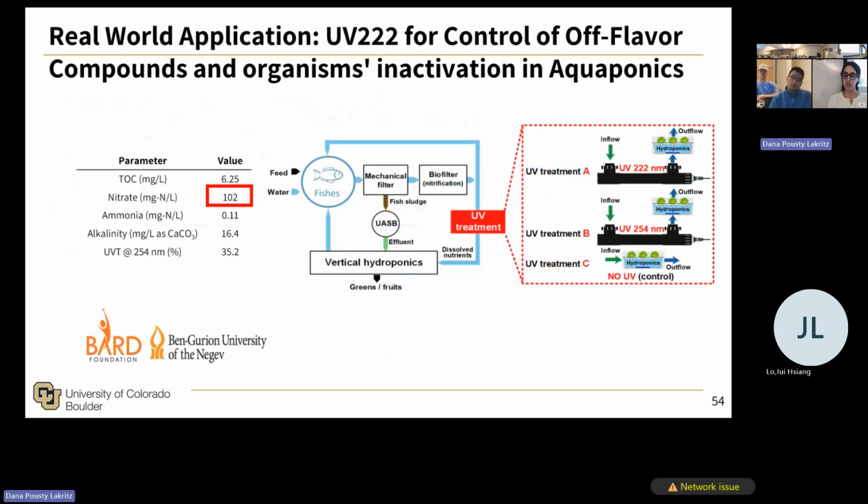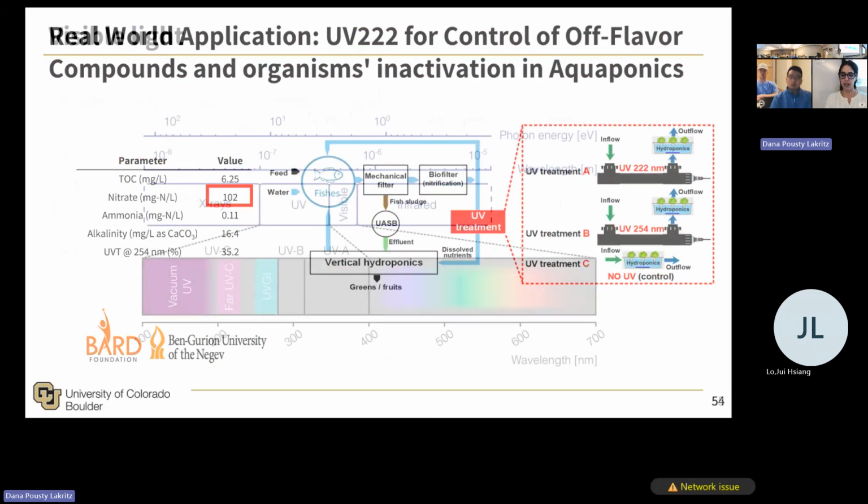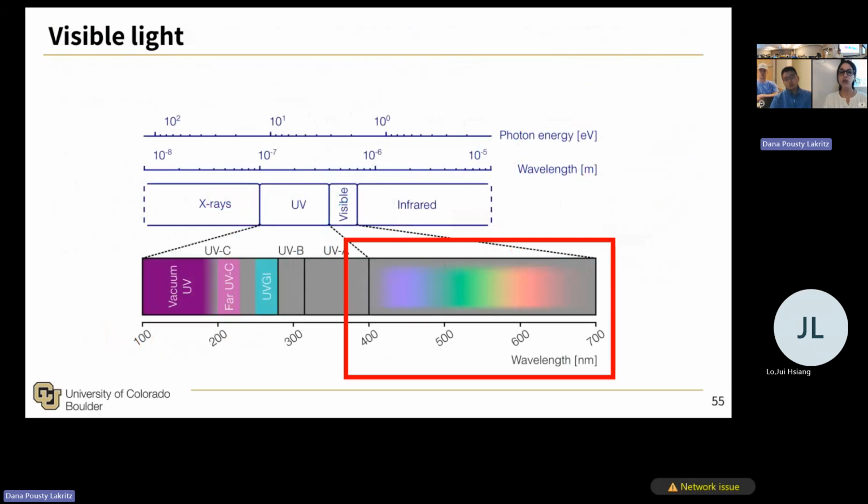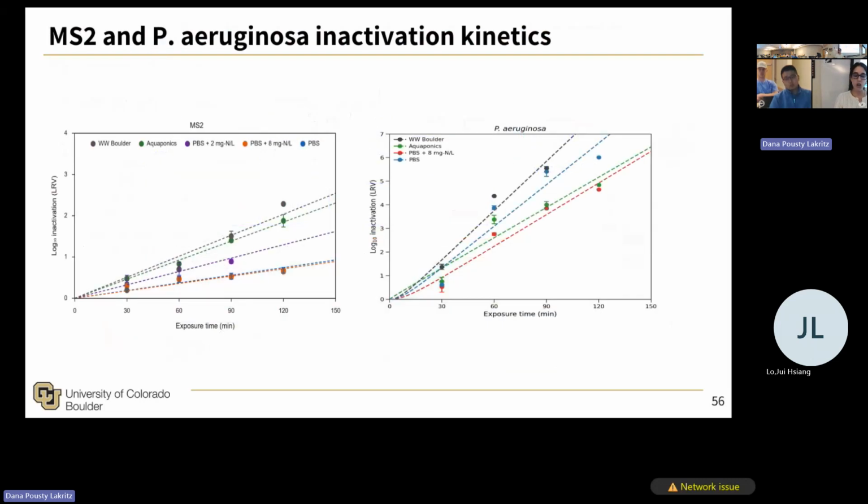So what happens when we irradiate solar irradiation on this kind of water? I used MS2, which is the persistent virus, and I also used Pseudomonas aeruginosa, which is a kind of bacteria that we can find in those aquaponics. And under solar irradiation, we can see that we can achieve a kind of reduction. The aquaponics is the green one.